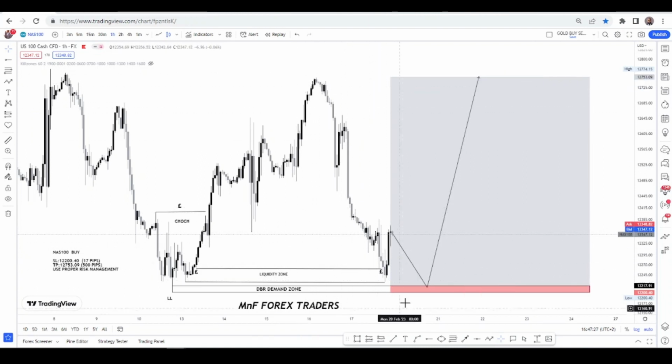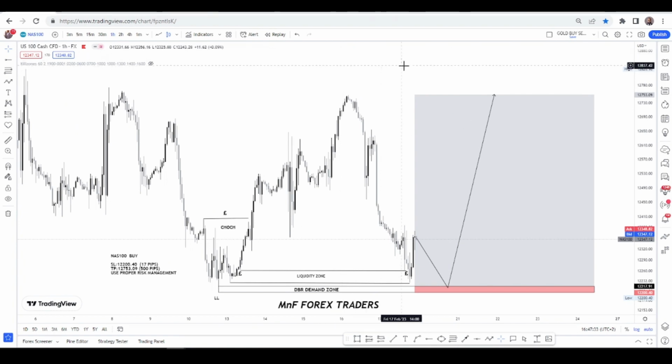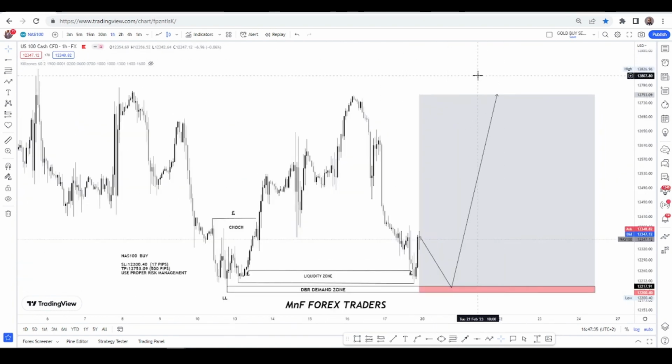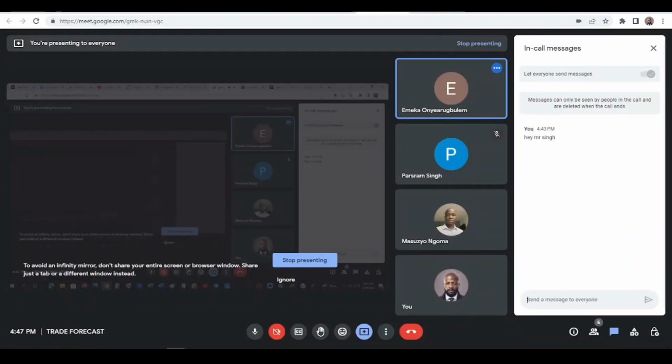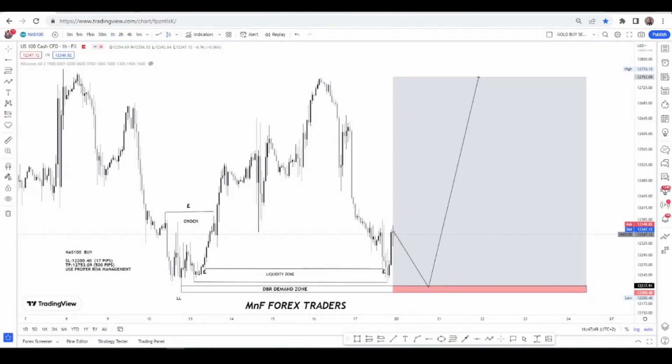So let's see if we can catch this rally. It'll be nice. Otherwise, this is pretty much clear. I don't know if you have any questions here. No, that's clear as well. It's clear, right? Yes. Okay. We go to the next one.